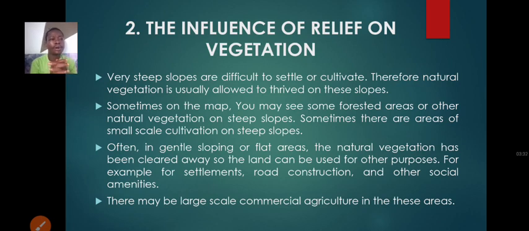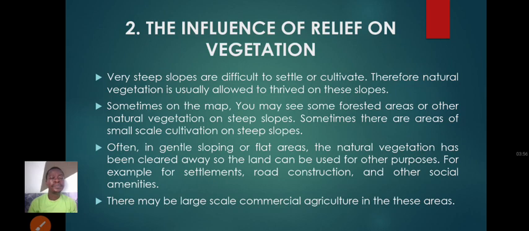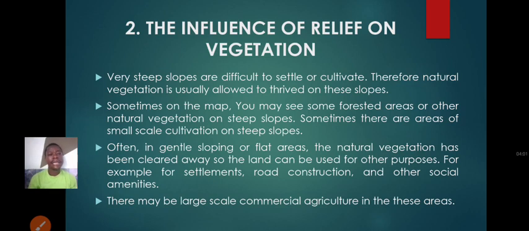Often in gentle slope or flat areas, the natural vegetation has been cleared away so the land can be used for other purposes like road construction, settlement, and other social amenities. So when we have a flat area, a low-lying area or relief, people find it easy to build their houses and other things that they will need in their daily activities there. There may be large-scale commercial agriculture in these areas where we have low land or low-lying area.